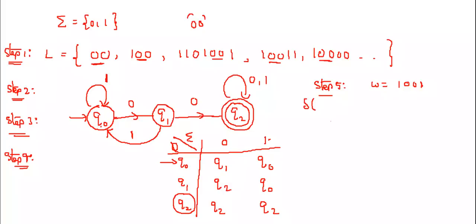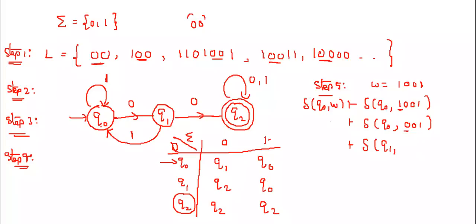So delta of Q0, your initial state is Q0, your string is W. Delta of Q0, what is your string? 1, 0, 0, 1. Initially your read head will read the first symbol. So what happens upon reading 1 on Q0? You are going to Q0 only. Now this 1 is completed and your head comes to the right side. Now the next symbol is 0. What happens upon seeing 0 on Q0? You are going to the new state Q1 and this symbol is consumed.